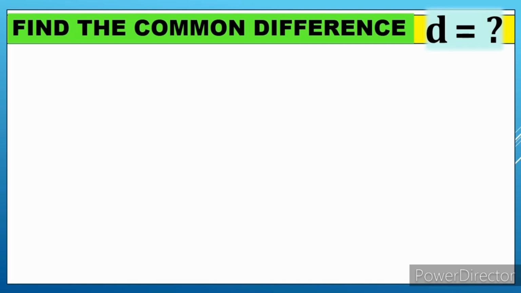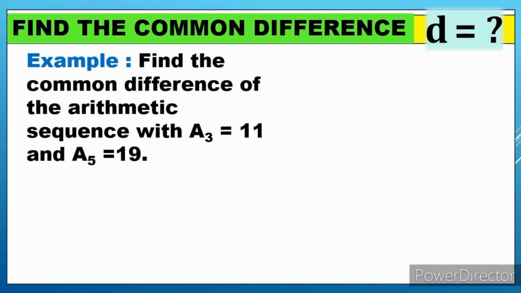And we have an example. Find the common difference of the arithmetic sequence with a sub 3 equals 11 and a sub 5 equals 19. So we have to find the common difference of the sequence.